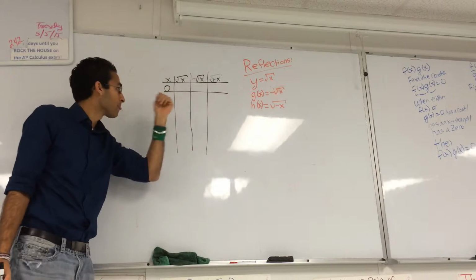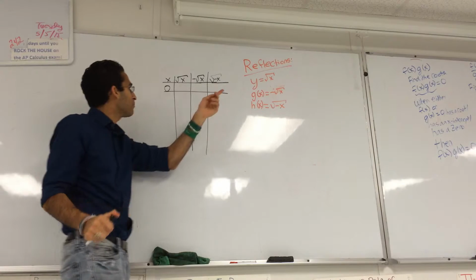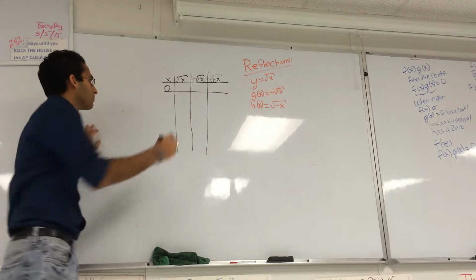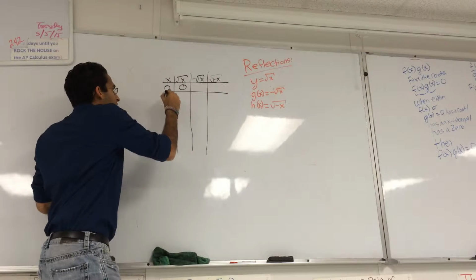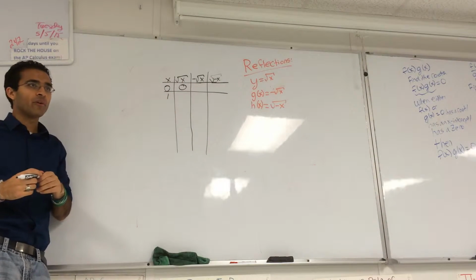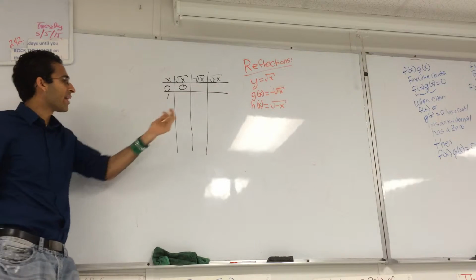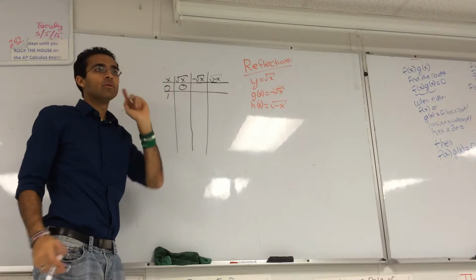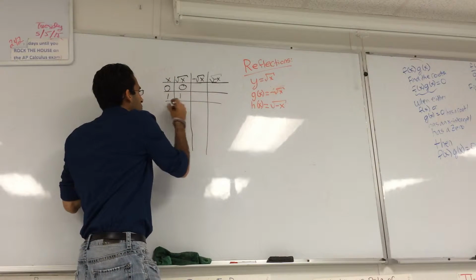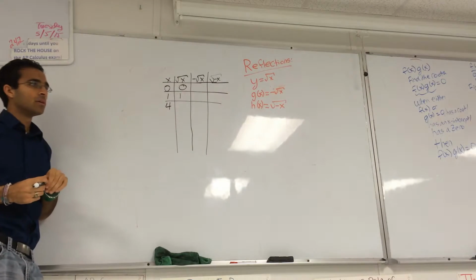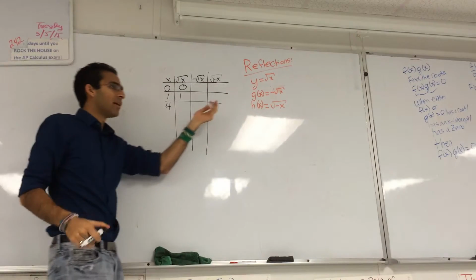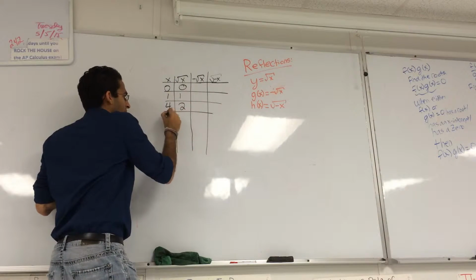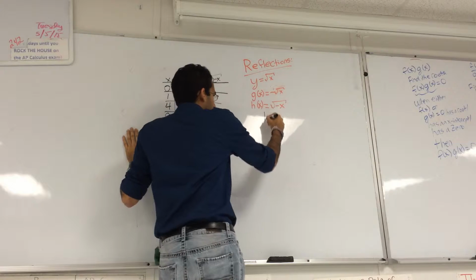We'll go in order. We'll start here with Alex. If I put 0 in for x on this first one, what do I get out for y? 0. Okay. If I put in 1 for x, what do I get out for y? 1. If I put 4 here, Brian Moreno, what do I get out for y? 2. And of course I could keep doing this, right? 9, 3, etc. Let's go ahead and graph this now.